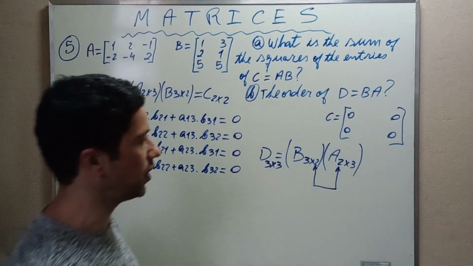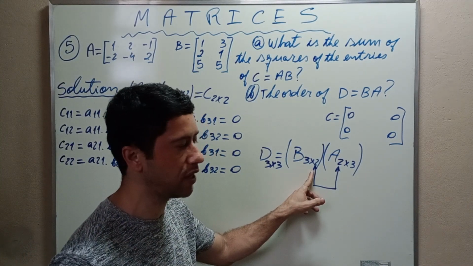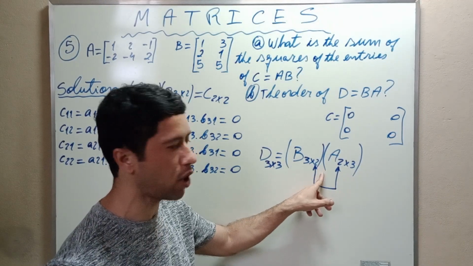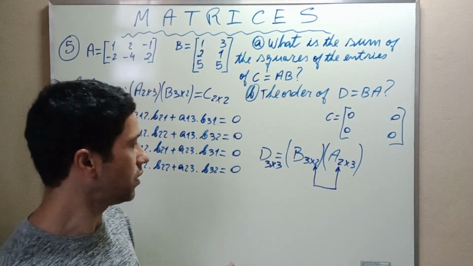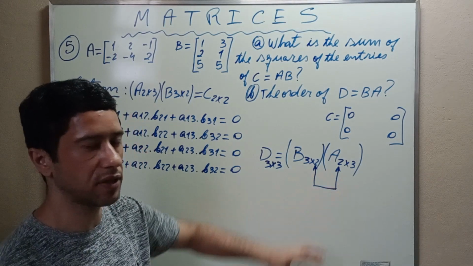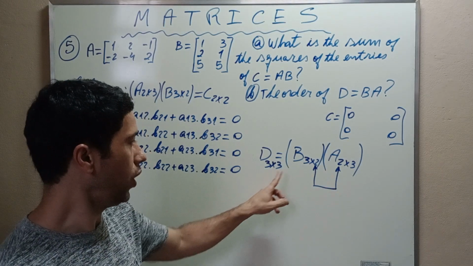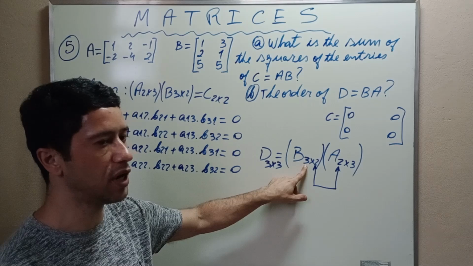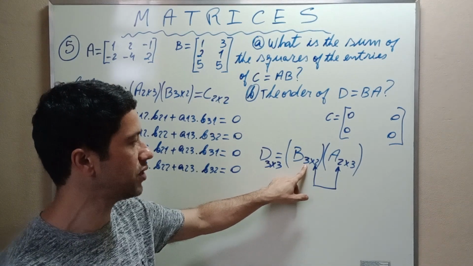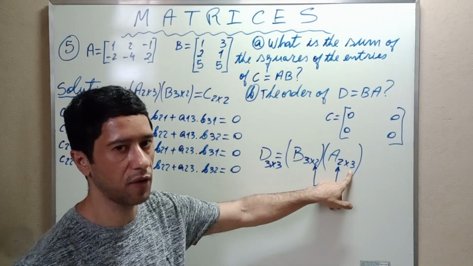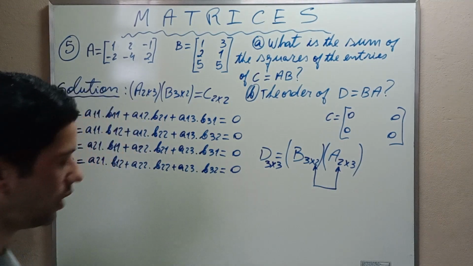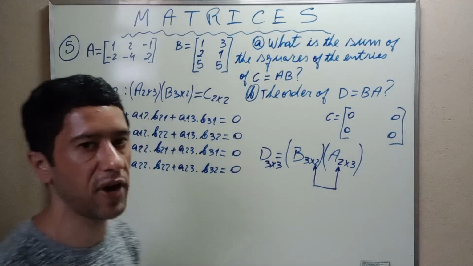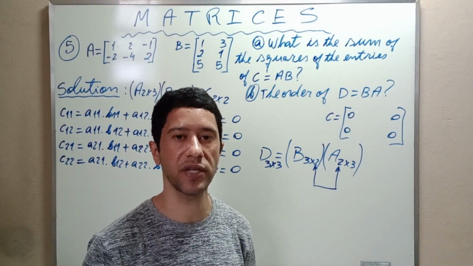The condition is this: the number of columns of the first matrix has to be equal to the number of rows of the second matrix for this product to be possible. And after understanding that the product is possible, we assess the order of D. D will have the same number of rows of the first matrix and the same number of columns of the second matrix. Thus, D is a 3 by 3 matrix. Okay, my friends, and this is all for exercise number 5. Let's go to the next. Let's go to exercise number 6.